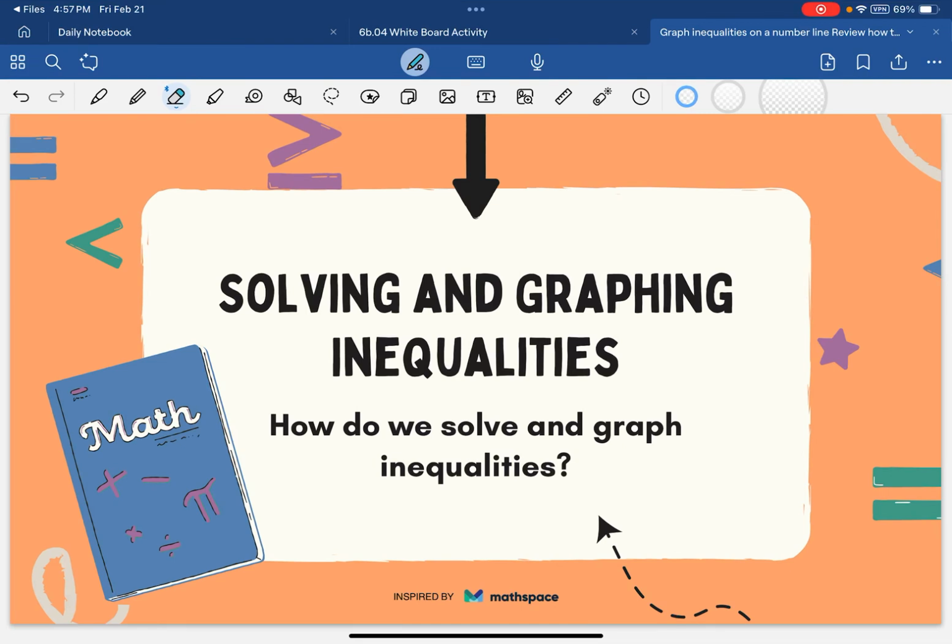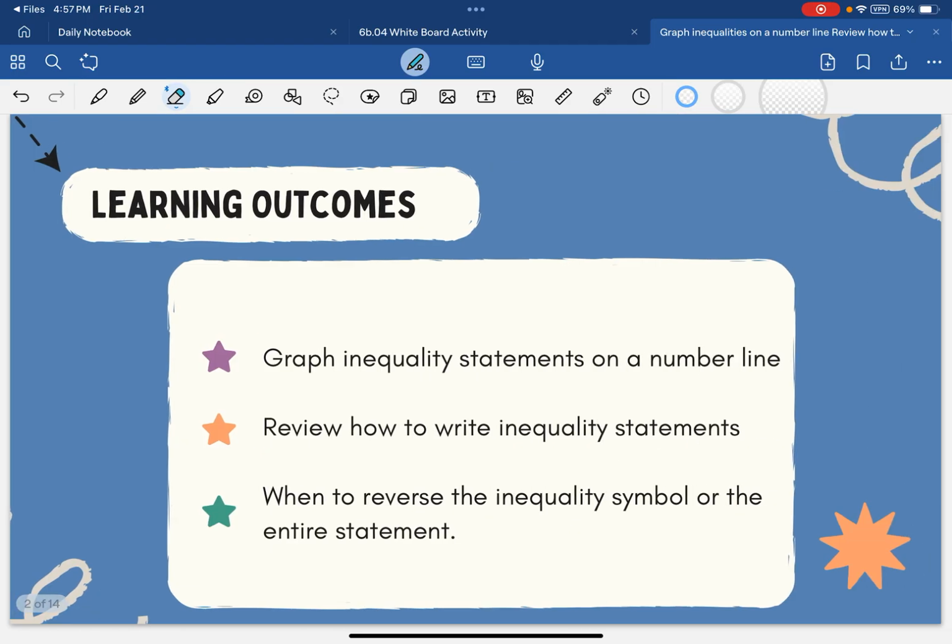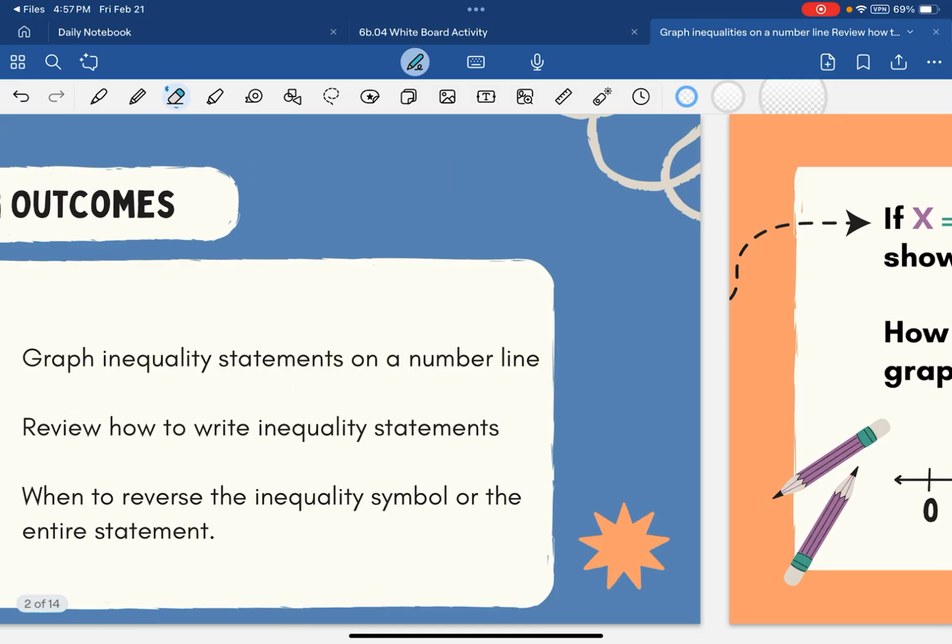Hi, I wanted to make a video to help people with solving and graphing inequalities. So let's get started. Learning outcomes, things I want to go over: graphing inequalities on a number line, how to write inequalities, and when and when not to reverse the inequality symbol or the entire statement.